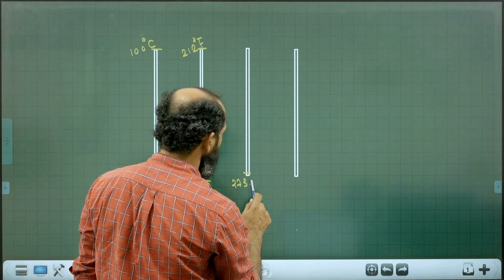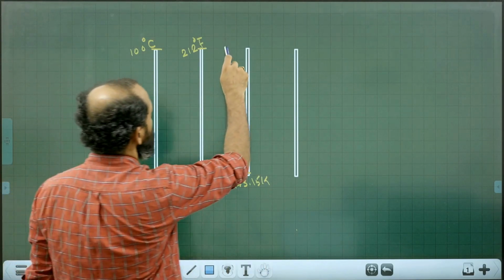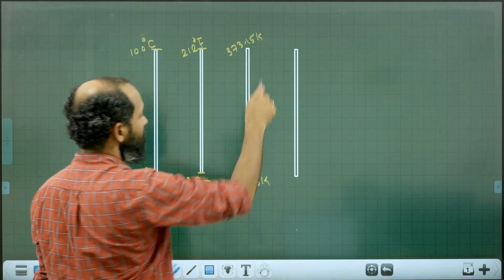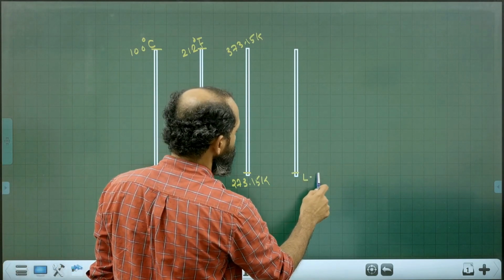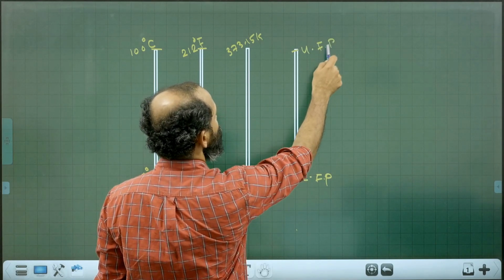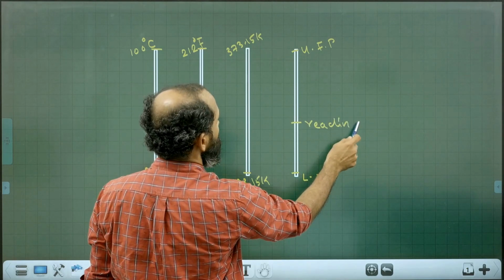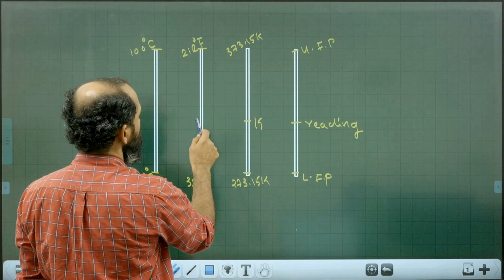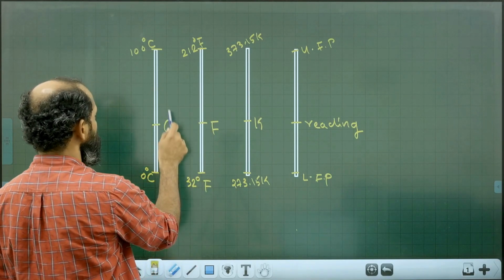So 273.15 Kelvin is chosen as 0 degrees Celsius. Here it should be 373.15 Kelvin. You may have an unknown thermometer whose lower fixed point is LFP and upper fixed point is UFP. You may have some reading in that unknown thermometer. Here the reading is in Kelvin, here the corresponding reading is in Fahrenheit, and the corresponding reading in Celsius is C.